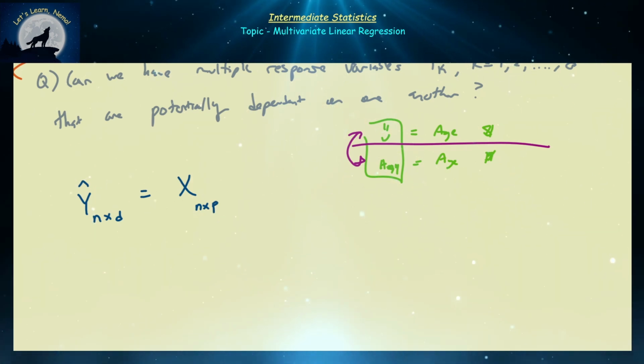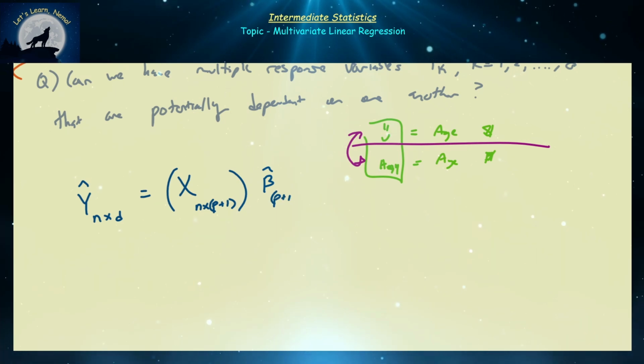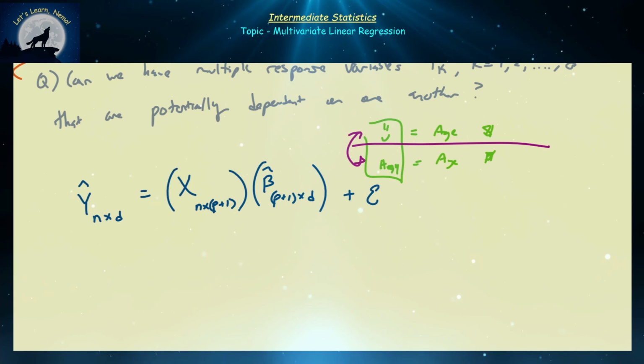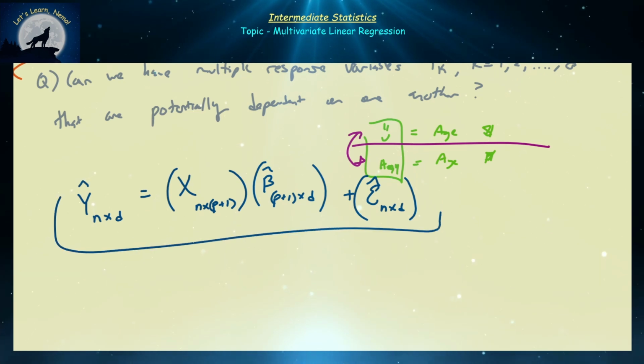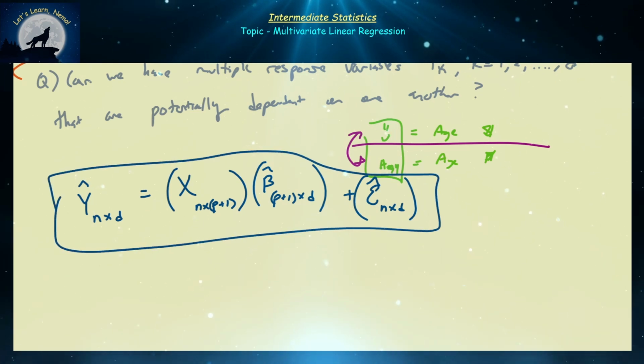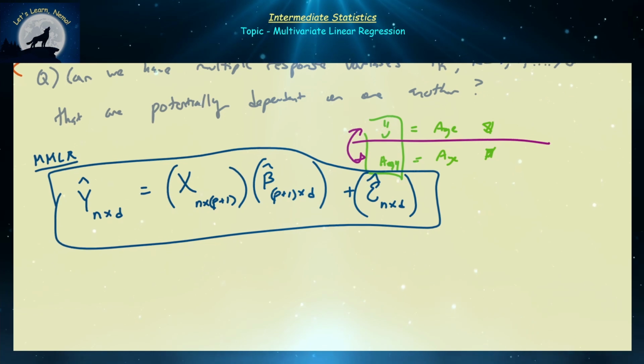So this is still going to be an m by p plus 1, and that's going to be multiplied by a beta hat matrix, which was a p plus 1 by 1, but now it's by d. And then we're also going to have our residual matrix, which is going to be an n by d matrix, right? So that is our matrix structure for our multivariate multiple linear regression, which I'm going to call MMLR.